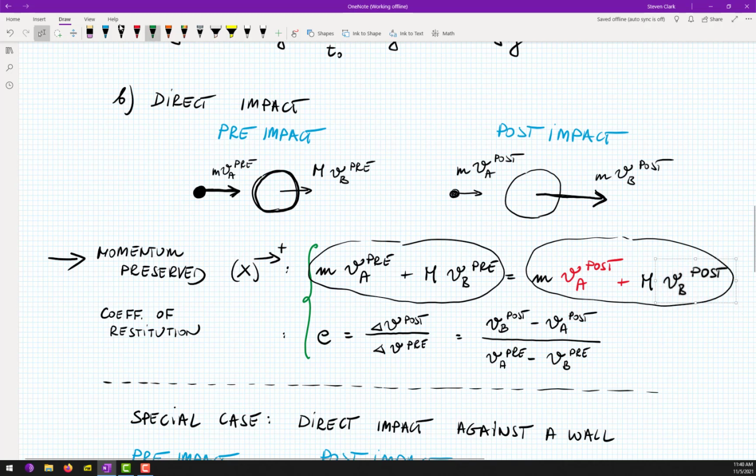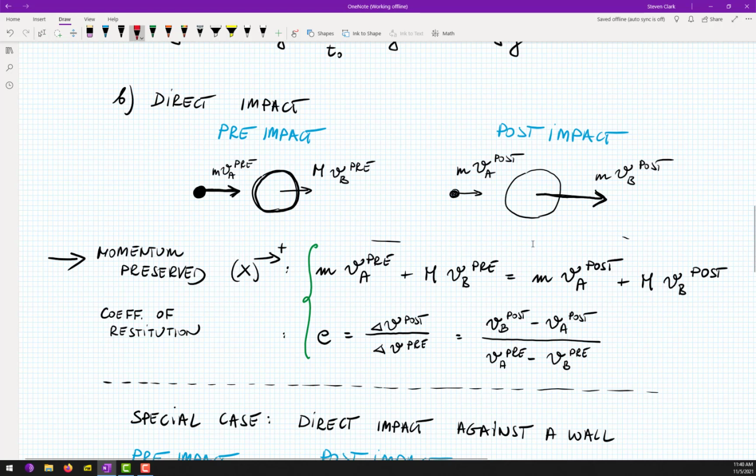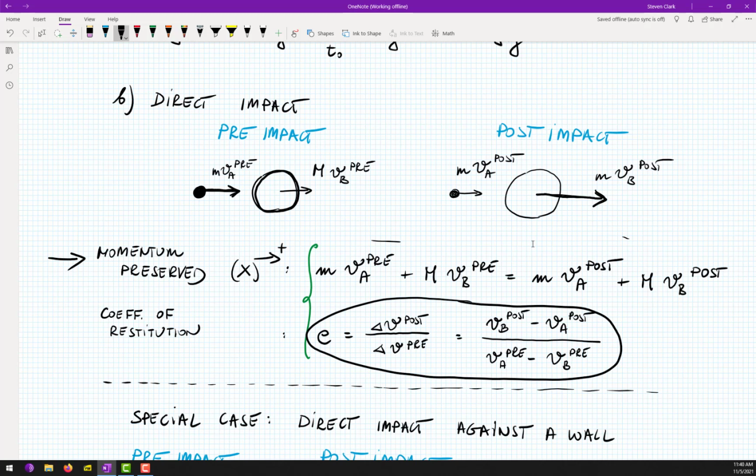So we have two unknowns and one equation. So we need one more equation, and that one equation is the coefficient of restitution that is presented here. Once you have these two equations and two unknowns, you know exactly what happens post-impact.